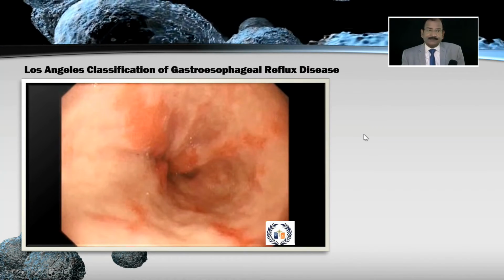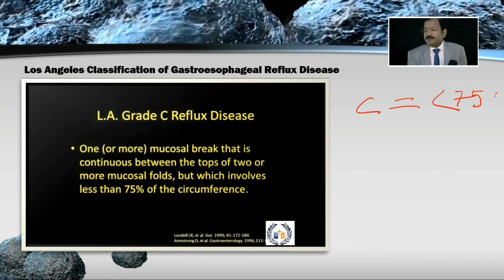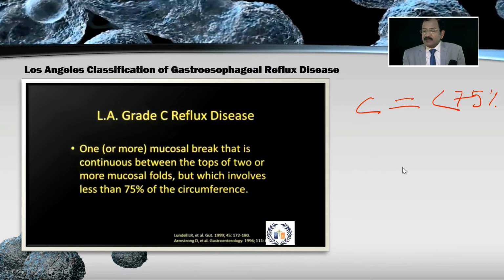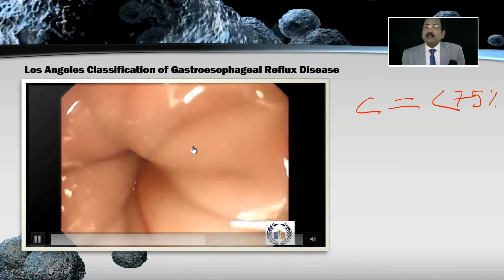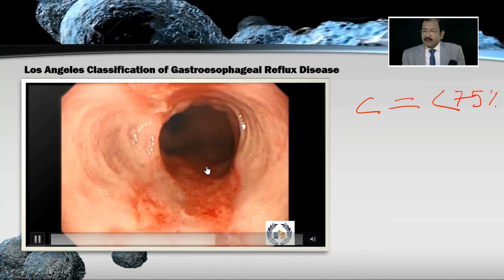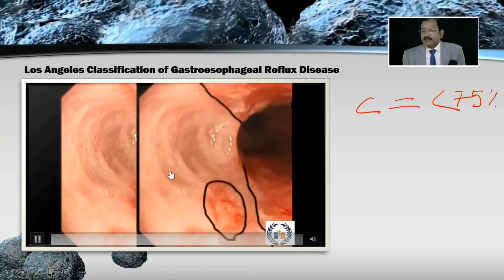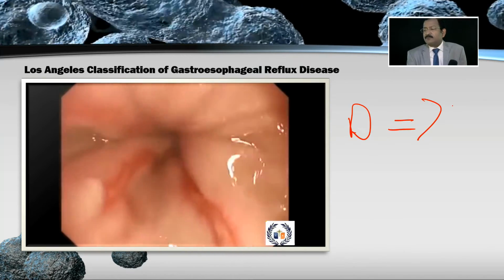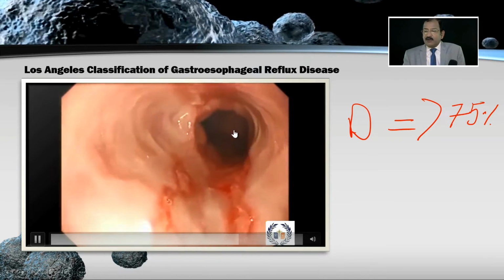Now coming to LA grade C. In LA grade C, less than 75% of the circumference will be affected. Of course, it goes beyond the two mucosal folds, but less than 75% of the circumference is affected. Surgery is required. Any anti-reflux surgery, either LINX or TIF or fundoplication, you should do. So this is LA grade C. But you can see that more than 25% of the mucosa is healthy. Only less than 75% is affected. Now comes LA grade D. In LA grade D, more than 75% is affected. These all are LA grade C.